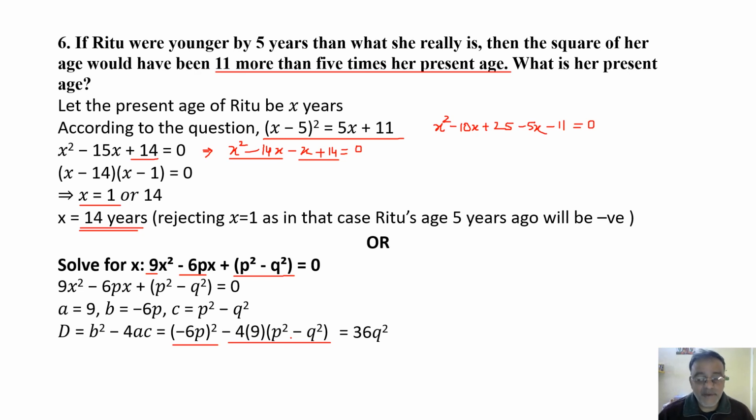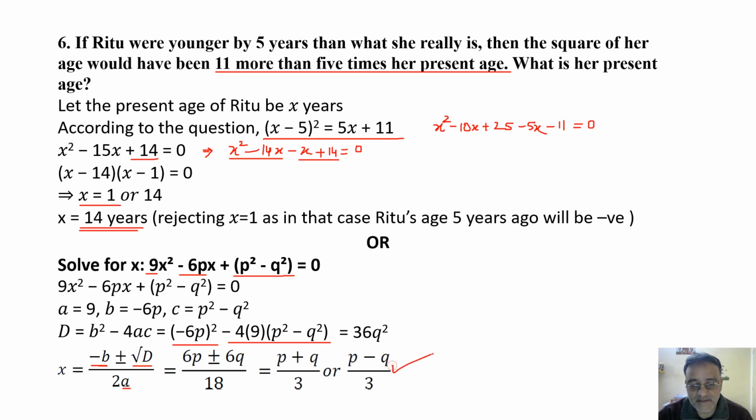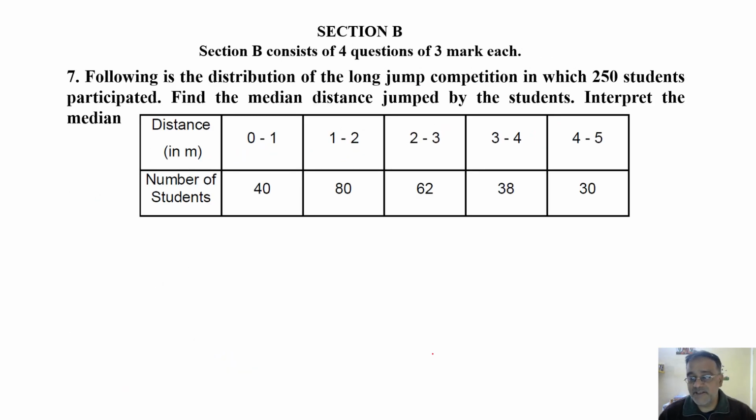Right. Now we have the formula x is equal to minus b plus minus root D upon 2a. So here we will substitute the values, 6q, and this will become 6p plus minus 6q upon 2 into 9, that is 18. So divide everything by 6, and we will get (p plus q) by 3 and (p minus q) by 3. Two answers. Any doubt in this question? No, sir. Right. So now we are moving toward the next section B.